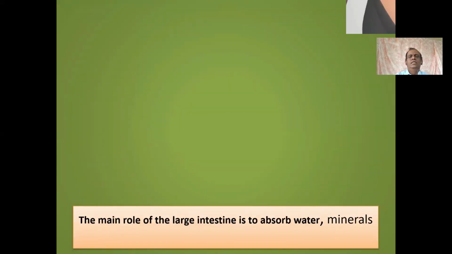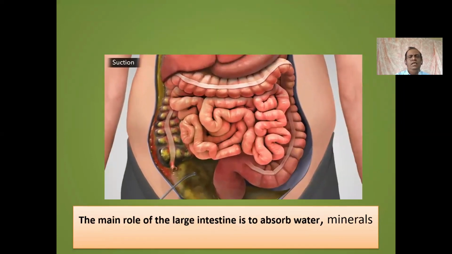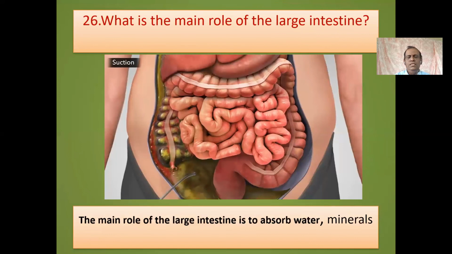Next one, the large intestine is a huge structure, filled here surrounding the small intestine. So what is the function of the large intestine? The large intestine has certain functions, but for your O-level, we need only one function. The main role of the large intestine is absorption of water. Excess water is absorbed, and some minerals. Sometimes if some vitamins escape from the small intestine, they are also absorbed here.